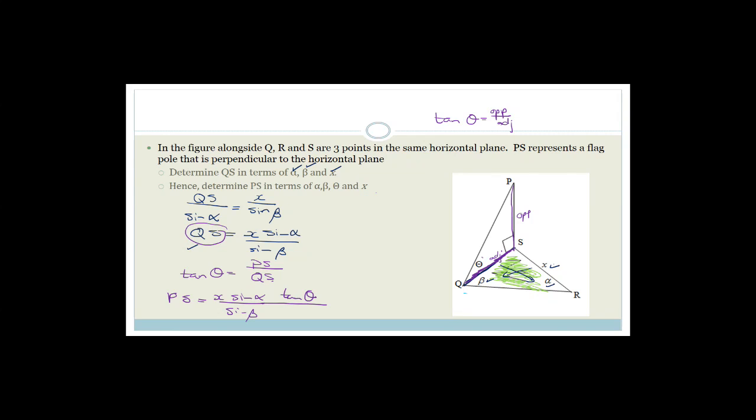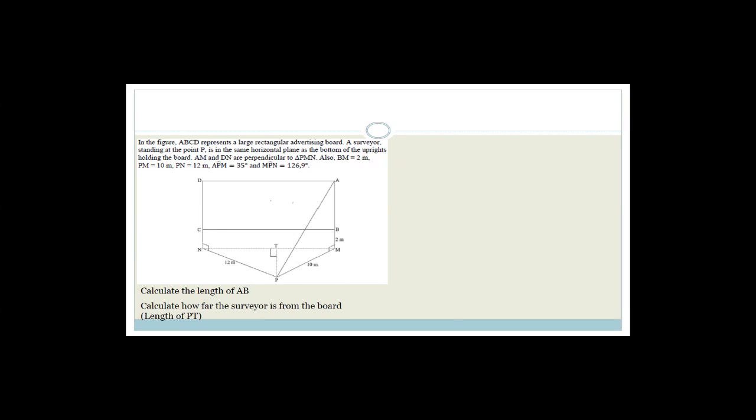Okay, let's see. Now we've got another question. And this question is a very nice question. It is taken out of an old exam paper. Not that old. We're going to take it nice and slowly and make sure that we can understand it and do it.